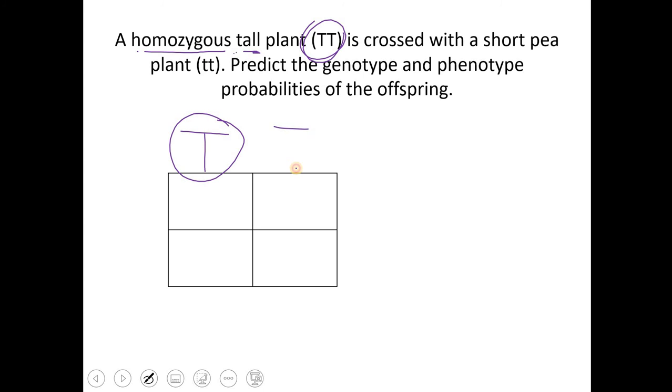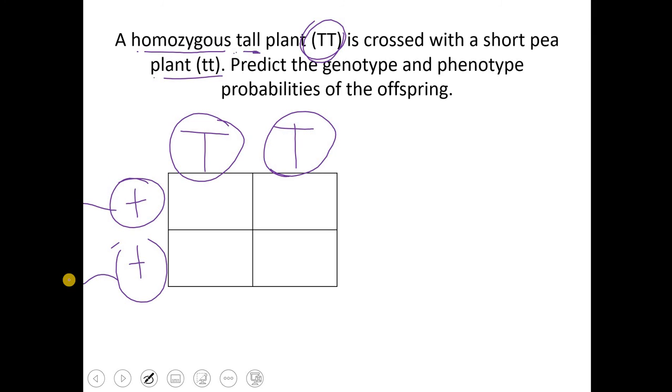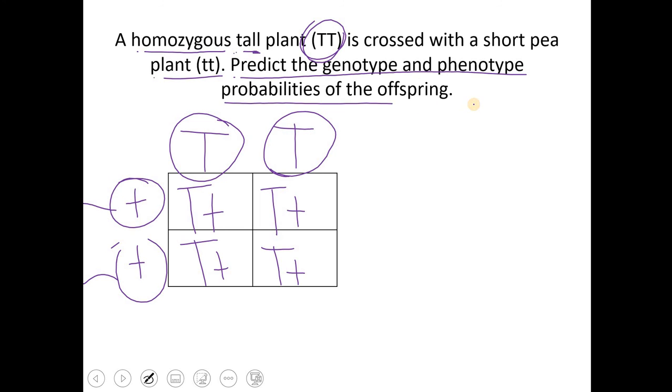And we'll split them up into 2 eggs. And then we have a short pea plant. That's little t, little t. We'll put those into the sperm. Fill out your Punnett square, and predict the genotype and phenotype probabilities of the offspring.